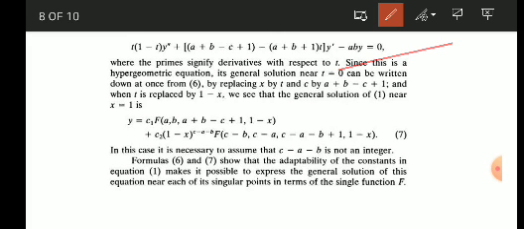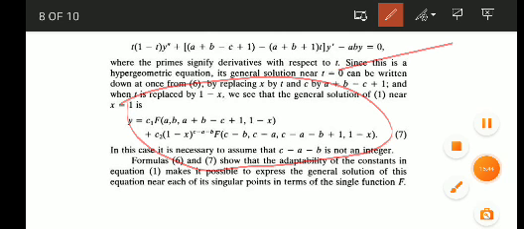This is also a Gauss hypergeometric equation, and its general solution becomes y = c1 F(a, b, a + b - c + 1; 1 - x) + c2 (1 - x)^(c - a - b) F(c - b, c - a, c - a - b + 1; 1 - x). This is the general solution of the equation.